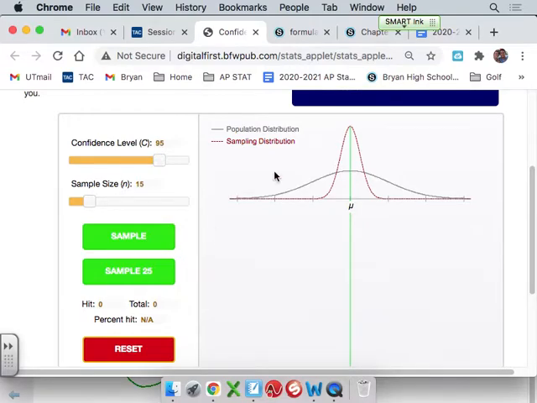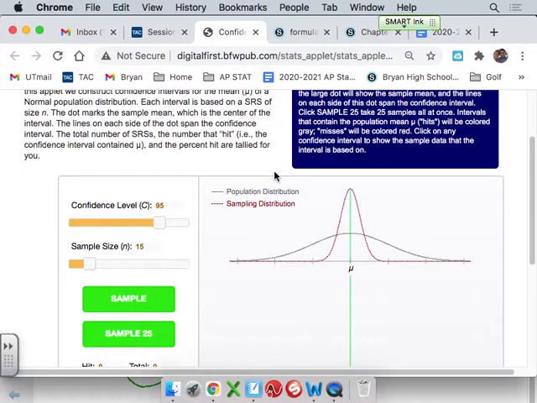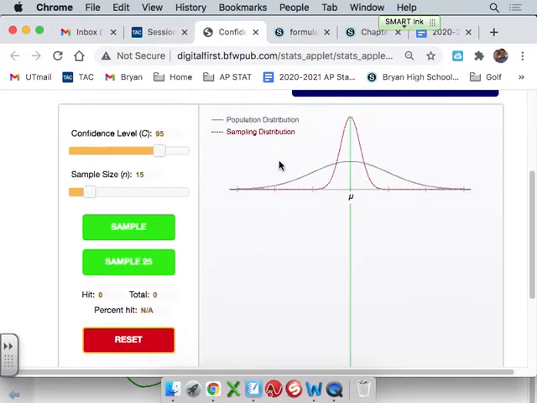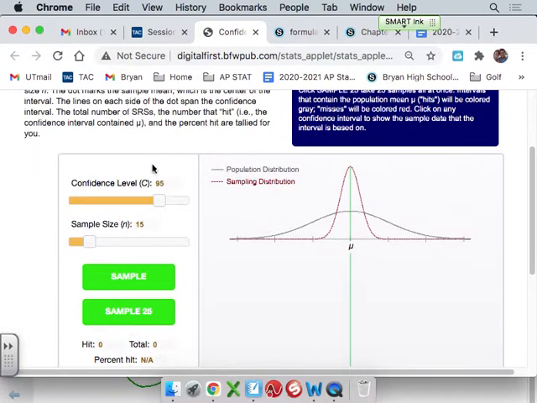All right, and so looking at this applet, the main thing we're going to focus on is the confidence that we give it, and how the sample size affects it. So what does the confidence mean? And then at the end here, we're going to actually do a problem, solving for it using our formula sheets and stuff.